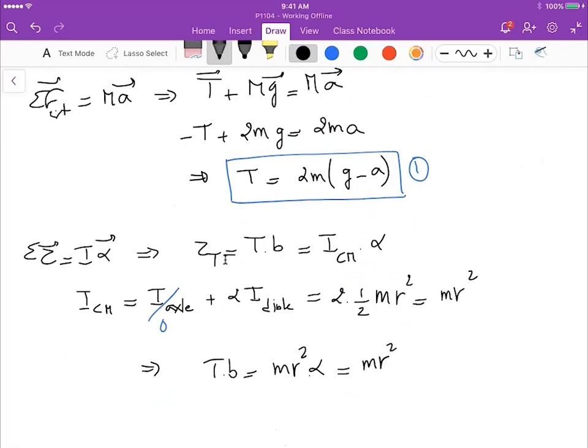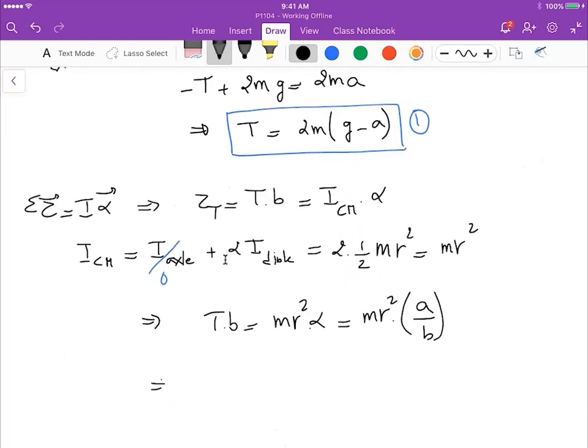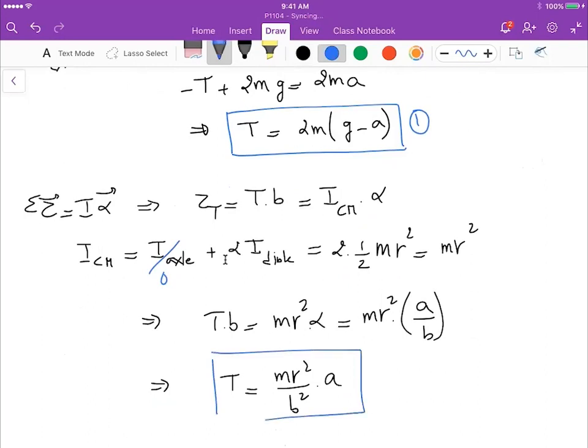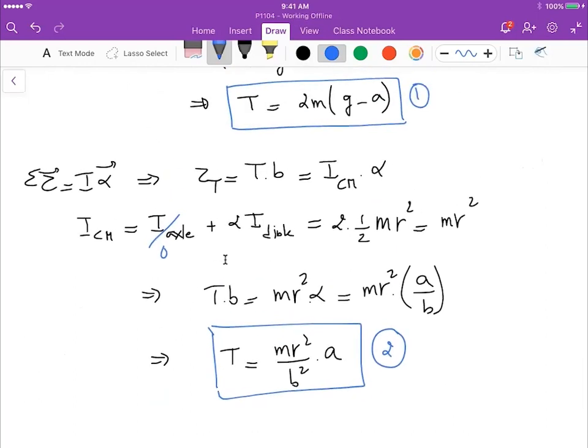So mr squared times A over B. And so from here we can write down that the tension T هي mr squared over B squared multiplied by A, where A is the acceleration of the center of mass. So this is the second equation that we can deduce from the Newton's second law when applied on this yo-yo for its rotational motion. And now if we can just combine the equations 1 and 2, we can eliminate the tension and we can deduce the expression for the acceleration.